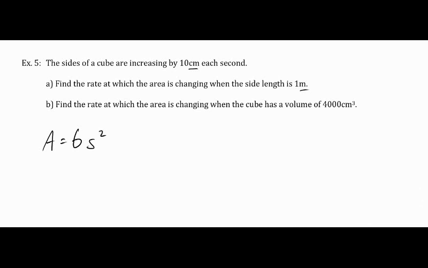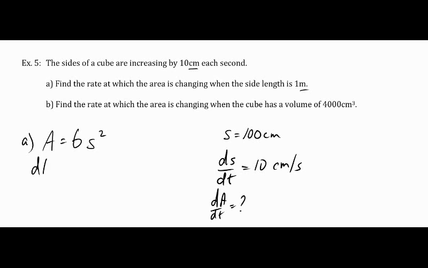Okay, before we go any further, what do we have? We're given, find the rate at which the area is changing when the side length is 1 meter. So side length equals 1 meter or 100 centimeters. The sides of the cube are increasing by 10 centimeters per second, so that's ds by dt equals 10 centimeters per second. And if this is question A, we are finding dA by dt.